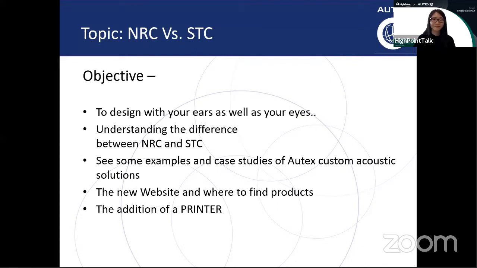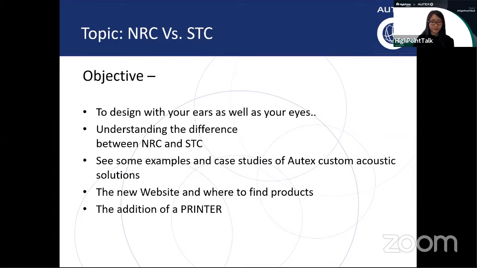Fantastic. A few objectives today that we'd like to talk about: really this concept around designing with your ears as well as your eyes. With architects, we often look to design spaces that look amazing and beautiful, but to have a space that really performs well, you need to think about what it sounds like and how that space is going to work when occupied with people to be a productive space. So we'll spend some time talking about that.